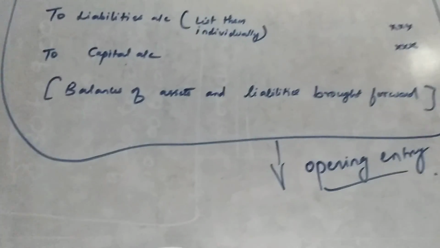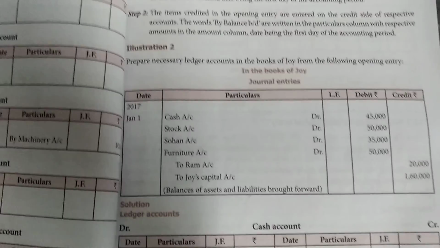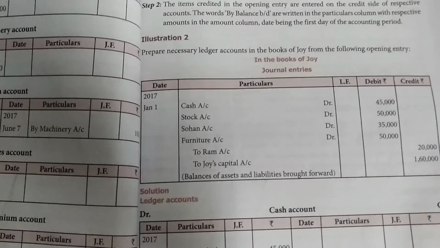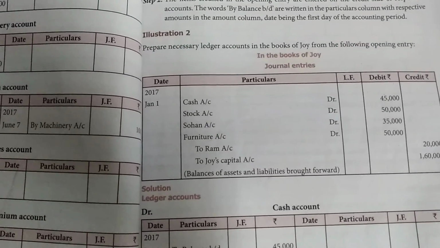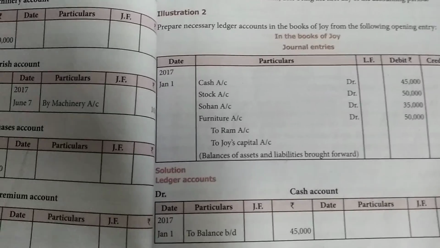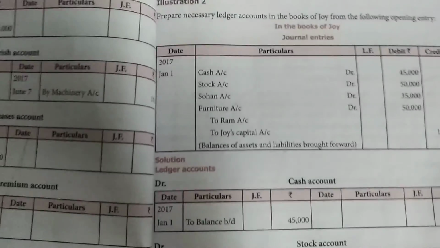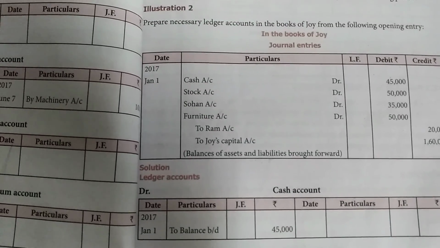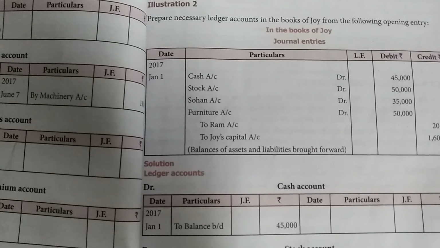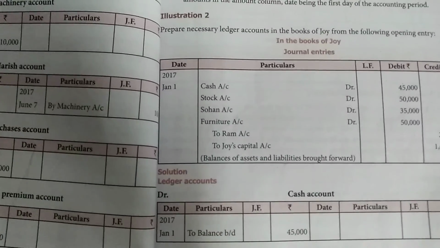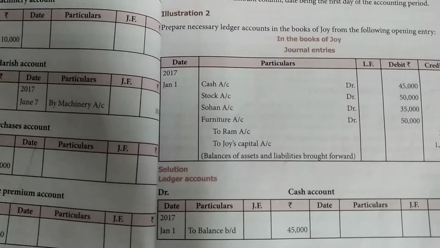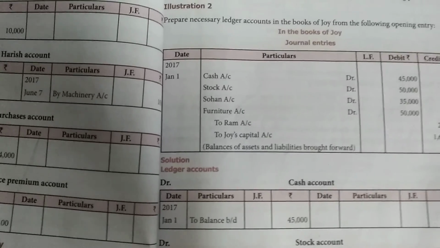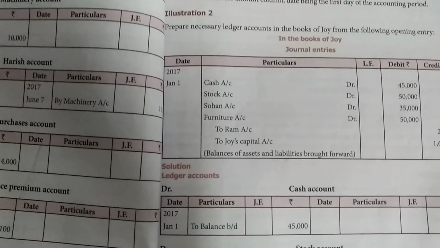Now let us look into illustration number 2 given in your textbook. Prepare necessary ledger accounts in the books of Joy from the following opening entry. Here in this case they have already given you the entry. So just look into that. Cash account debtor 45,000, stock account debtor 50,000, Sohan account debtor 35,000, furniture account debtor 50,000. All these on the debit indicate the list of assets. Cash is an asset, stock is an asset, Sohan is our debtor, right? An asset. Furniture is an asset.